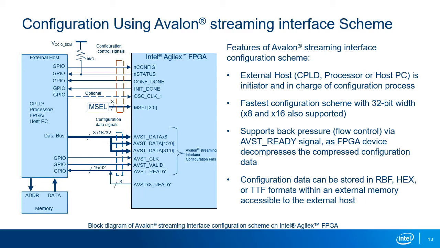In Agilex, the ready signal for Avalon Streaming 8-bit uses dedicated SDM I/O pins, whereas the ready signal for Avalon Streaming 16-bit and 32-bit use general-purpose I/O pins. The pin assignments for these pins can be specified in the dual-purpose pins category in the Device and Pin Options dialog box of Quartus. It is important to note that the nCONFIG pin is usually pulled up via a 10 kilo ohm resistor for all configuration schemes except Avalon Streaming.